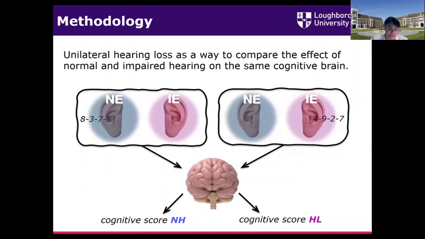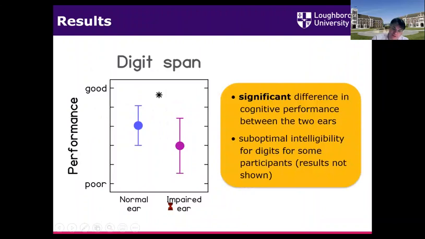Consistent with the findings from the two previous studies, we observed that cognitive performance, here again on a digit span test, was significantly better when the test stimuli were presented to the normal ear than when they were presented to the impaired ear. For some of the participants, this reduction in cognitive test performance was not associated with the audibility of the digits, so they could hear all digits perfectly well in both ears, but a few participants were indeed unable to hear all the test stimuli. So there's also a problem of audibility.